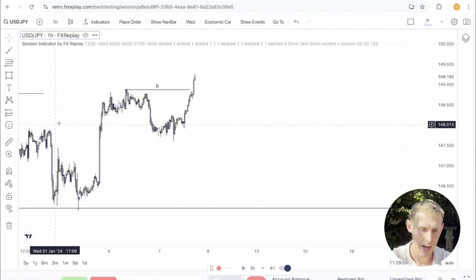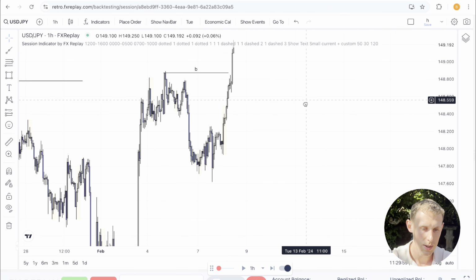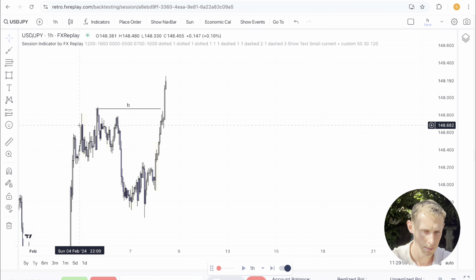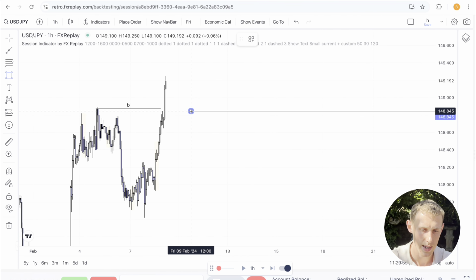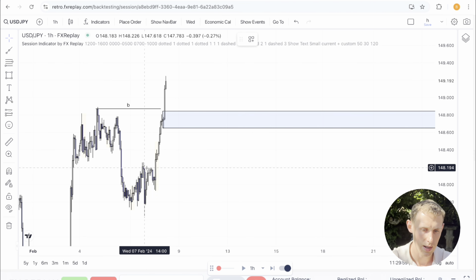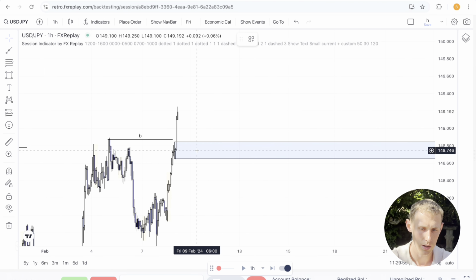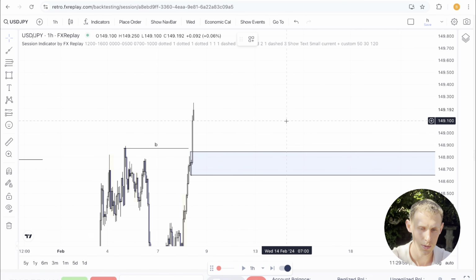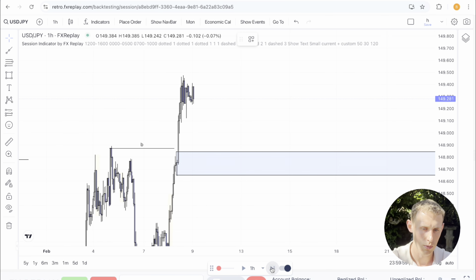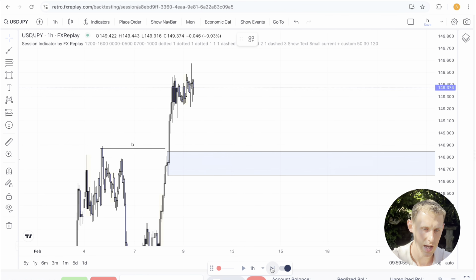Going down to the 1 hour, what can we see in terms of points of interest? So at the moment, I would be looking at maybe this area if price could pull back into it. If not, you have this sort of region down here, but let's first of all see how this first one reacts if price can retrace into it. Apart from that, there's not really anything else I would see here.